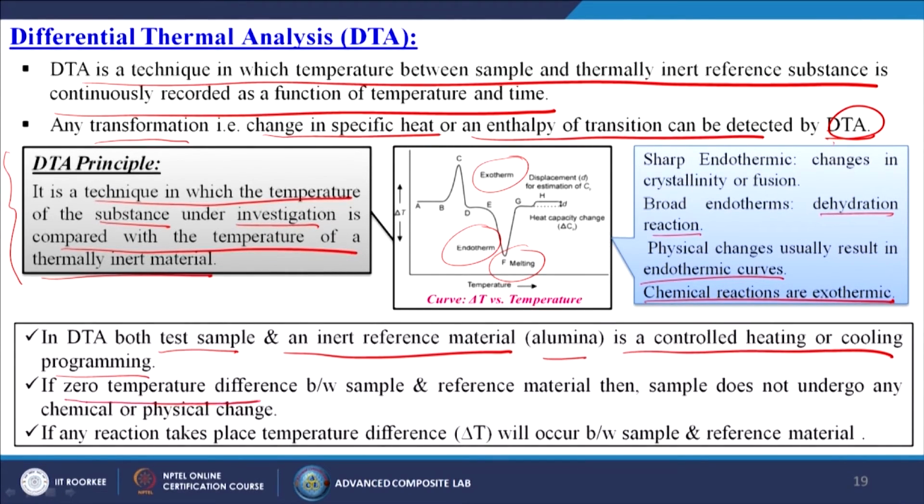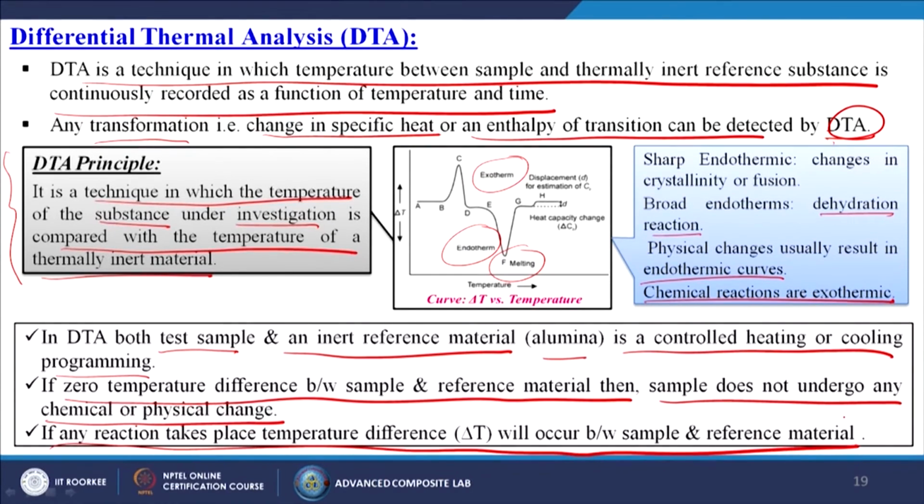If there is 0 temperature difference between sample and reference material, then the sample does not undergo any chemical or physical change. If any reaction takes place, a temperature difference, delta T, will occur between the sample and the reference material. Next one is the components of DTA instruments.